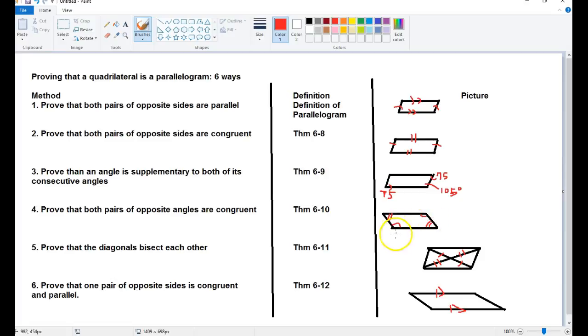Opposite angles being congruent. This is theorem 6.10. Prove that diagonals bisect each other. Theorem 6.11. And then prove that one pair of opposite sides is congruent and also parallel.